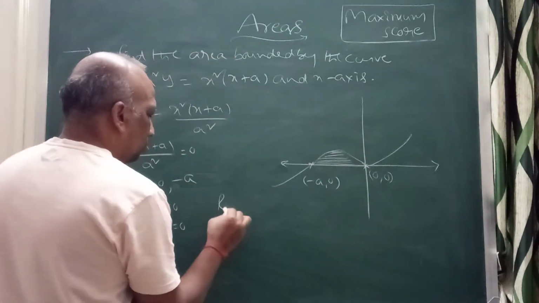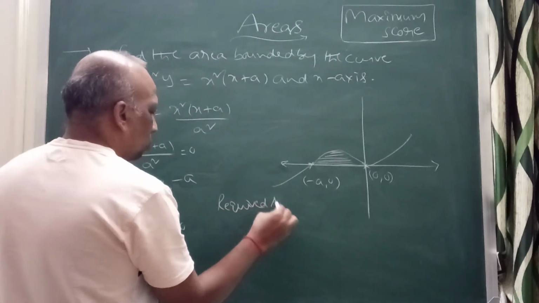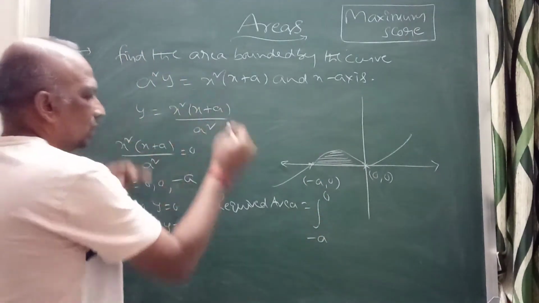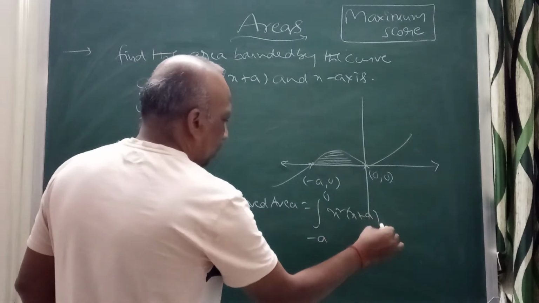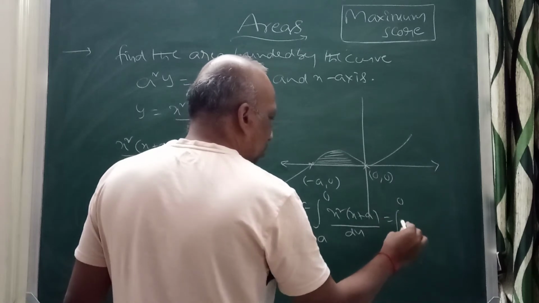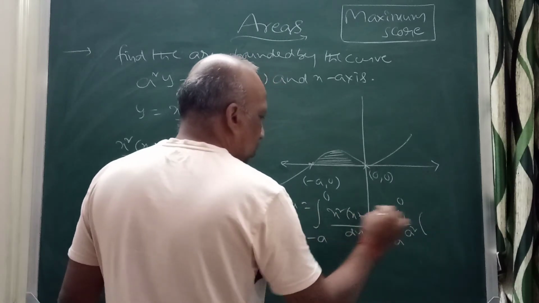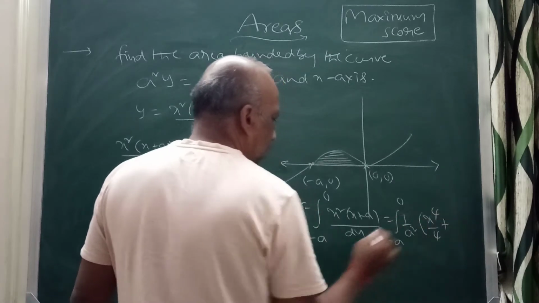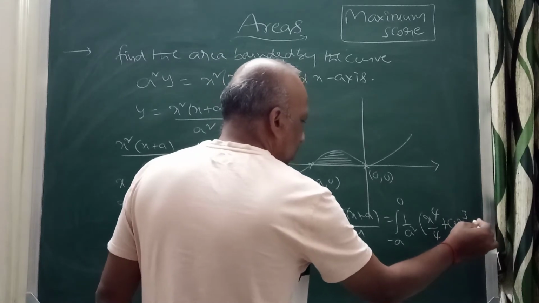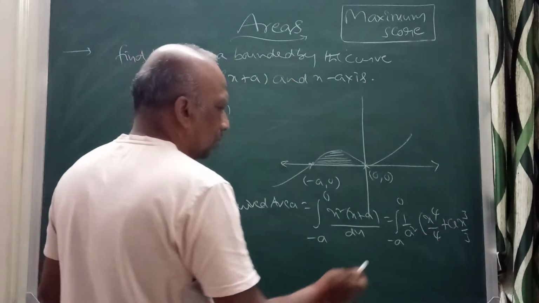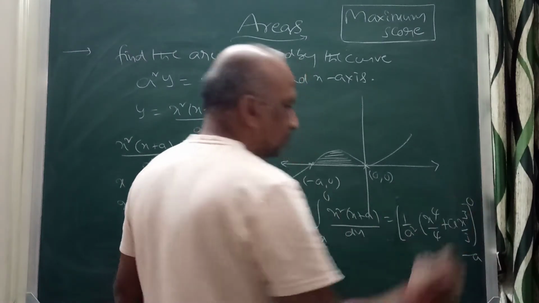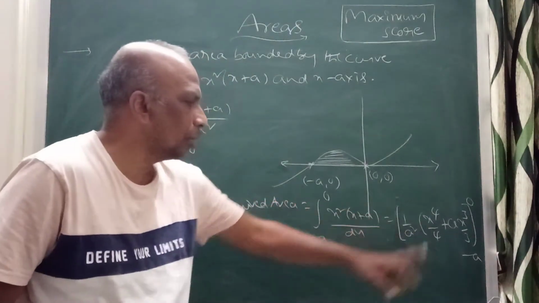So the required area is the integral from minus a to 0 of y dx, that is x square into (x plus a) dx. Correct? You can simplify this. From minus a to 0, 1 by a square you can write outside. This x cube you will get x4 by 4, and a x cube by 3. Directly I have written the values of this, with limits minus a to 0. I integrated directly x cube to x4 by 4.